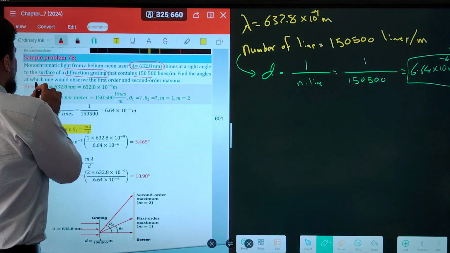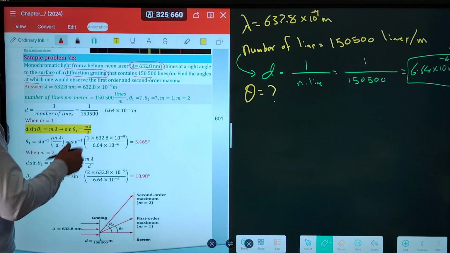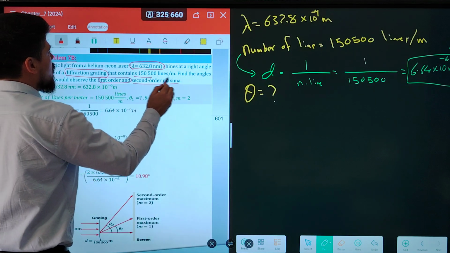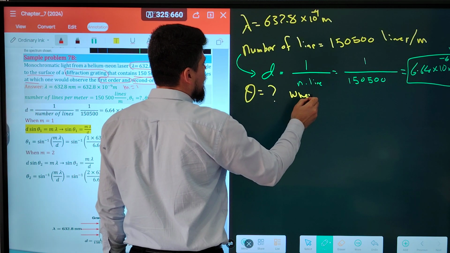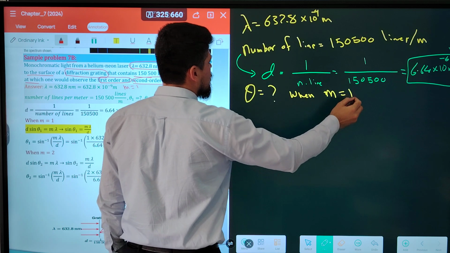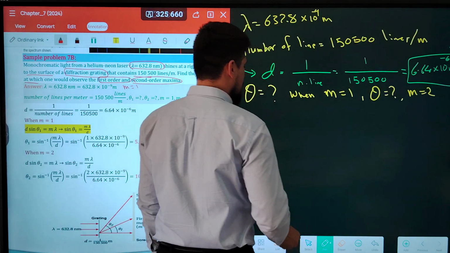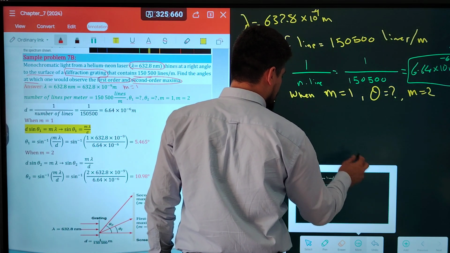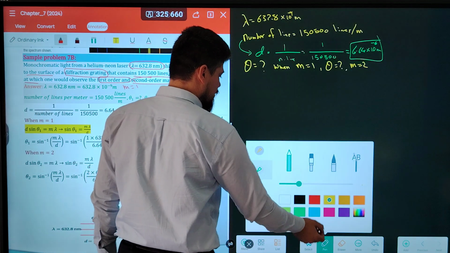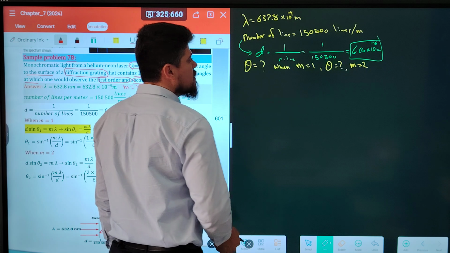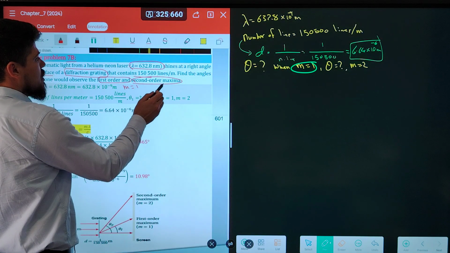Find the angles at which one would observe the first order and second order maxima. What is unknown? The angle is unknown. For the first order, m is equal to 1, what is theta? Then when m is equal to 2. First, when m is equal to 1, we have to find the angle of diffraction, because the question describes the bright, first order and second order maxima.